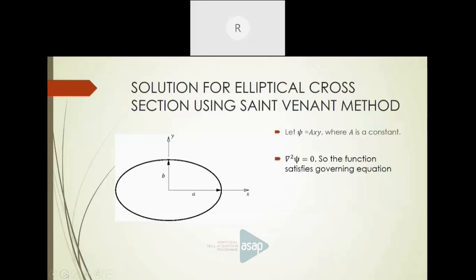Now we got shear stresses. What is our aim? Our aim is to solve for shear stresses, right? So now we got shear stresses, and we have our equilibrium equation as well. So next, you can substitute the shear stresses into the equilibrium equation. What is the equilibrium equation? Dou by dou x of tau zx plus dou by dou y of tau zy is equal to 0. Instead of tau zx and tau zy, you just substitute in terms of psi.